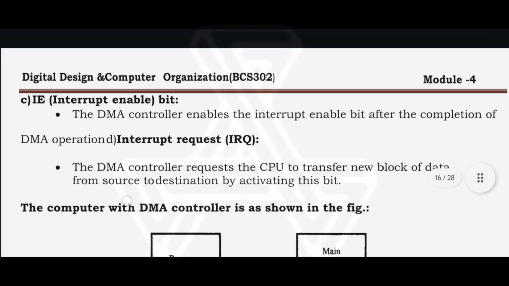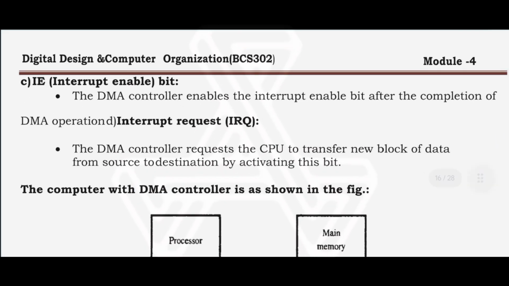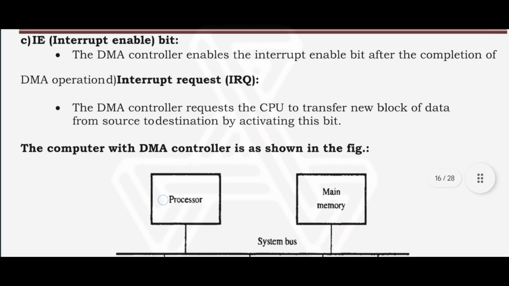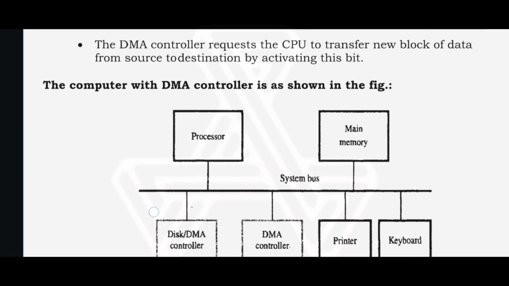Interrupt enable bit: the DMA controller enables the interrupt enable bit after the completion of the DMA operation. Interrupt request, IRQ: the DMA controller requests the CPU to transfer a new block of data from source to destination by activating this bit. The computer with DMA controller is shown in the figure.